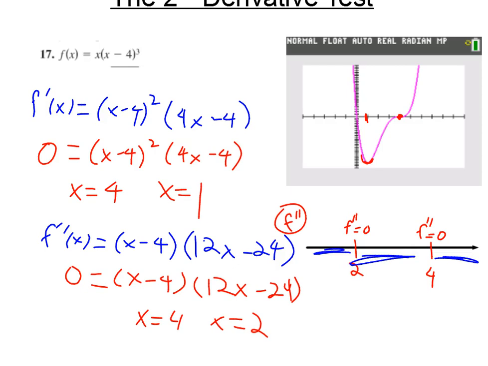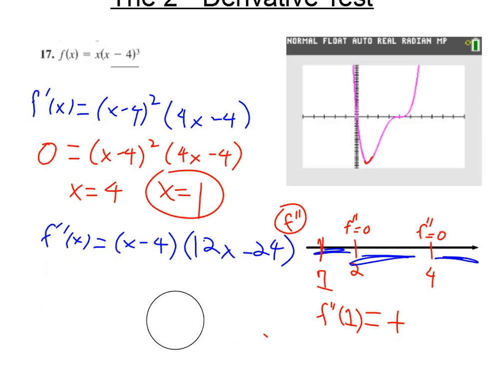Would you agree that my critical numbers, such as x equals 1, had to be in this interval to the left of 2? And by the way, we know from the picture that 1 is the local minimum. Well, let's see if this makes sense. If I were to plug in 1 to f double prime and evaluate, what kind of answer would I get? Does it make sense that since it's in a concave up region, I better get a positive value? Let's see what I get.